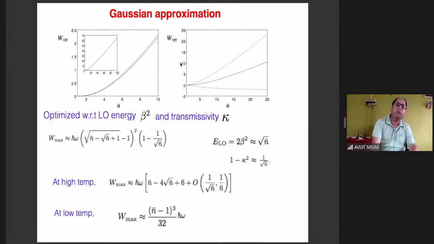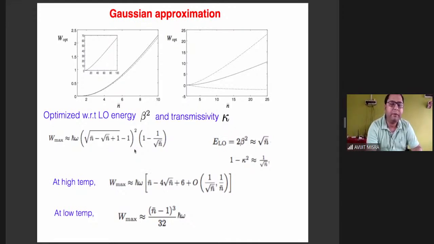And for analytic calculation, we use Gaussian approximation, but we did the exact numerics, and it shows that the extracted work matches the exact numerics very well. Okay, so here there are two parameters, local oscillator energy and the transmittivity. So the work extracted by displacement, we can optimize over these two parameters.